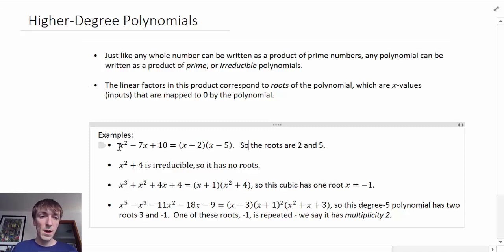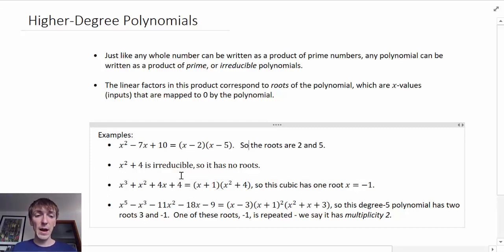So here's one, just a normal quadratic. If we factor it like we did in the last video, we would get x minus 2 times x minus 5. So the roots are 2 and 5, because that's what I get for x if I set this equal to 0. On the other hand, the quadratic x squared plus 4 doesn't factor. You can use the quadratic formula to check that if you like. So we say that it's irreducible. That's why this polynomial doesn't have any roots, because it doesn't have any factors of degree 1.